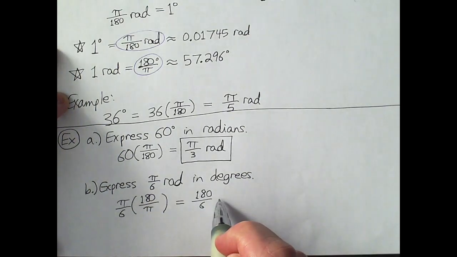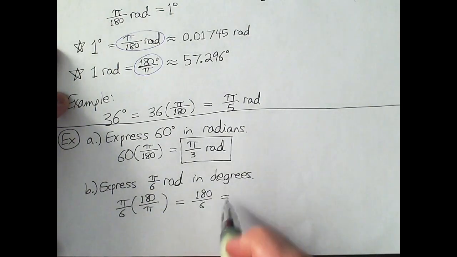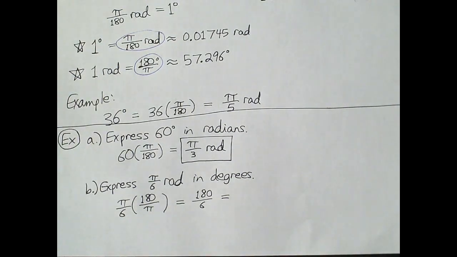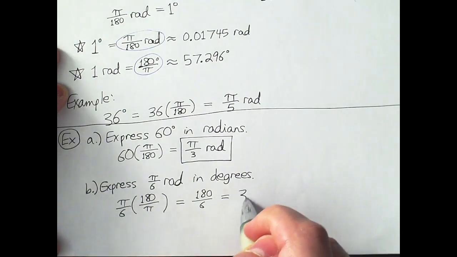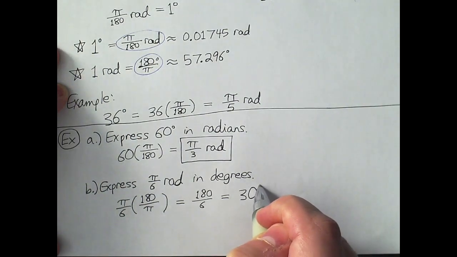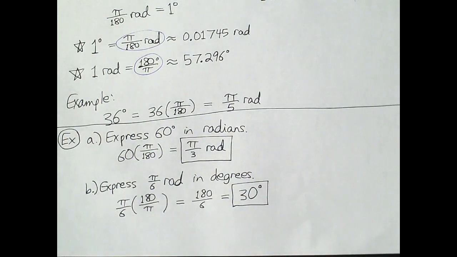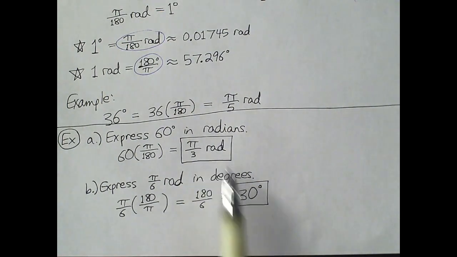Don't just leave it like that, though. 180 over 6, check. Does 6 divide into 180 nicely? Yes, it does. You could do a little bit of scratch work division if you need to, but you might be able to do that in your head. 6 goes into 180 30 times, and our final answer should say 30 degrees. Don't just say 30. Say 30 degrees. It's okay with me if you leave the degree symbol off in the middle of the problem, but your final answer should have the correct units, for degrees at least.